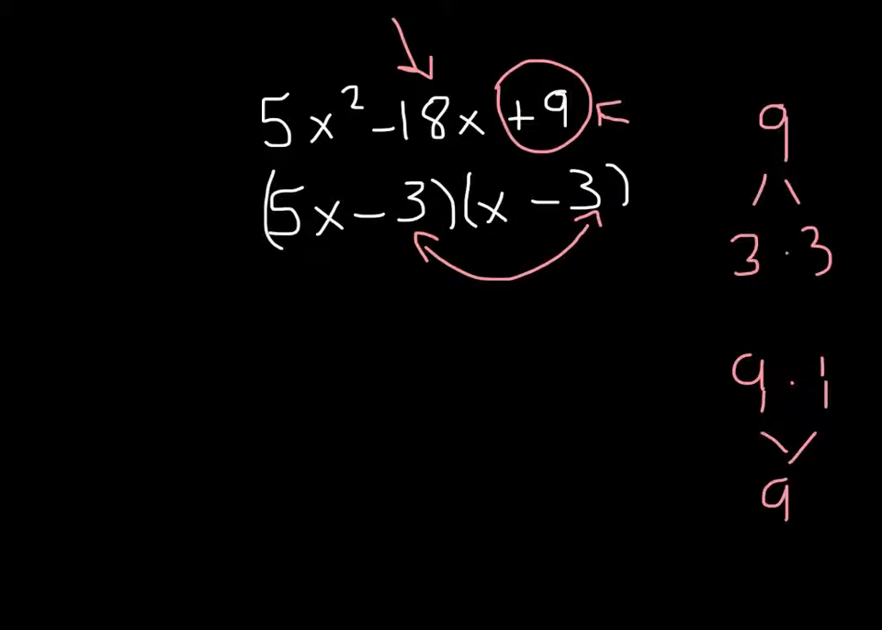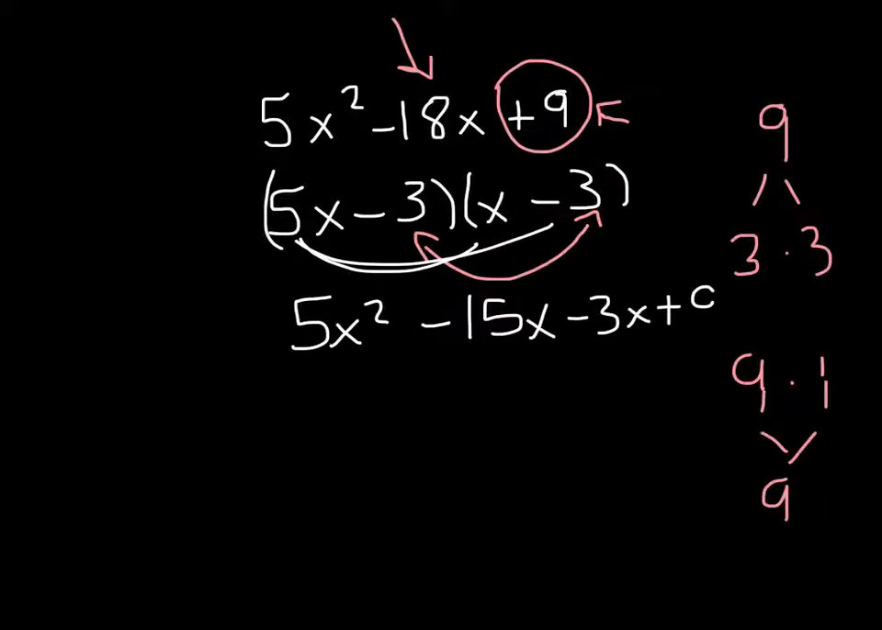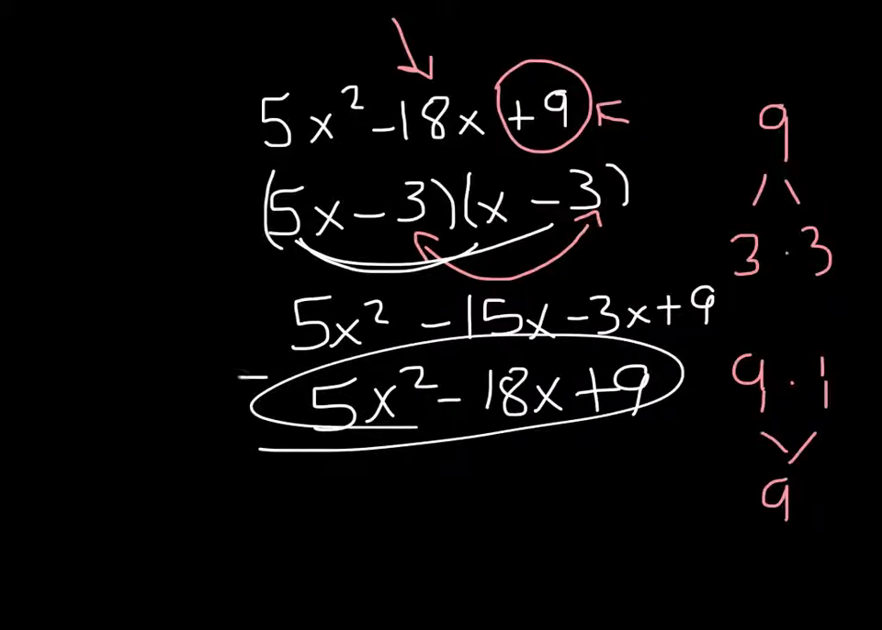Let me get rid of this arrow here. Oops, that's not going to work. It's not going to erase for me. So let's FOIL this out. I know I'm going to get 5x squared from this. I know I'm going to get negative 15x from that. Negative 3x and positive 9, which is indeed 5x squared minus 18x plus 9. So now I know that right there is my answer. That's my factors of 5x squared minus 18x plus 9.